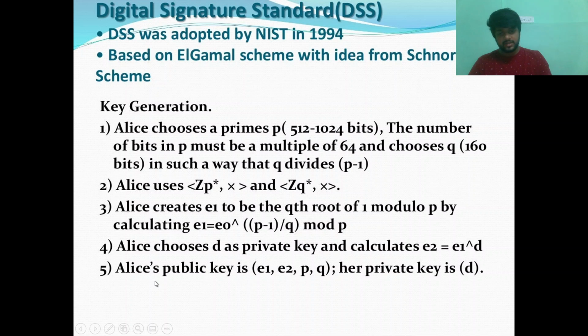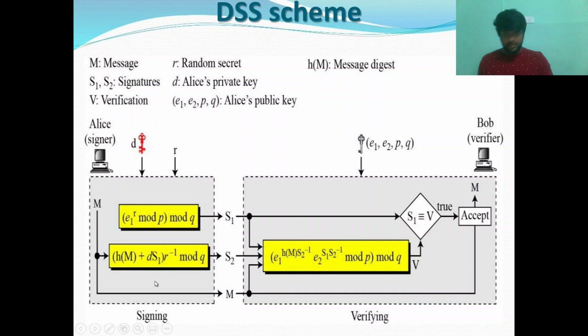Alice creates E1 to be the Qth root of 1 modulo P by calculating E1 = E0^((P-1)/Q) mod P. Alice chooses D as a private key and calculates E2 = E1^D. Alice's public key is (E1, E2, P, Q) and her private key is D. So there's that. The DSS scheme is also given here in the diagram.